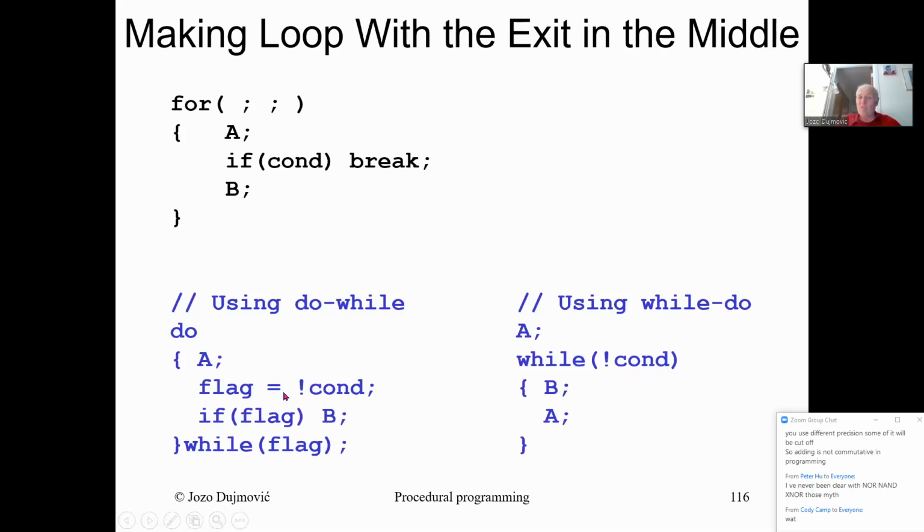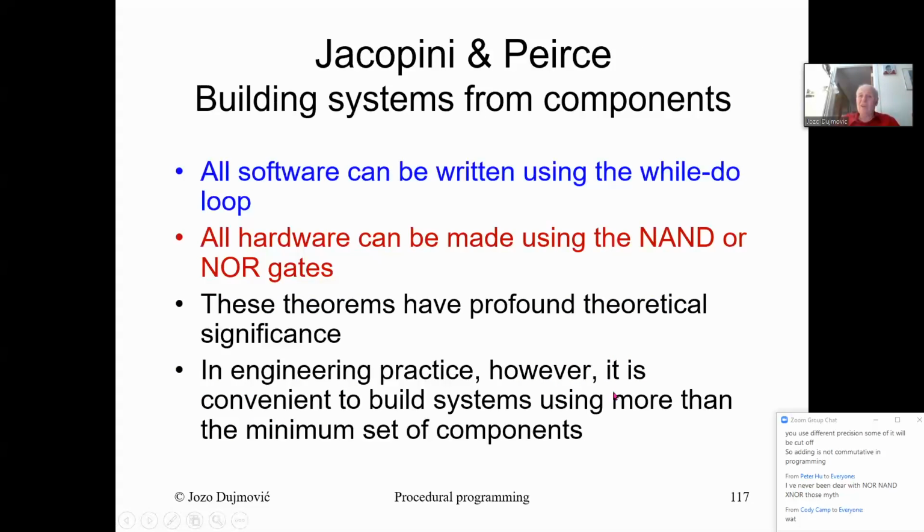So you have to have this flag. You cannot do without it. But if you have, for example, while do, you can simply execute A first, and then while not condition, you perform BA, BA, BA, BA, etc. And this is going to work without flags. So you can always modify one control structure and transform it to another control structure.